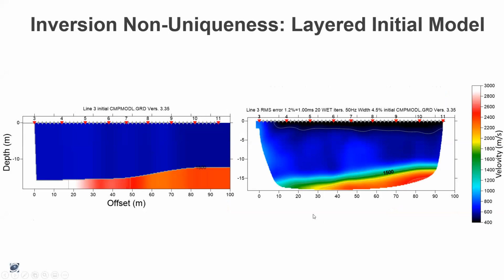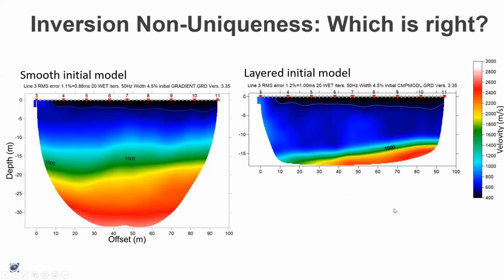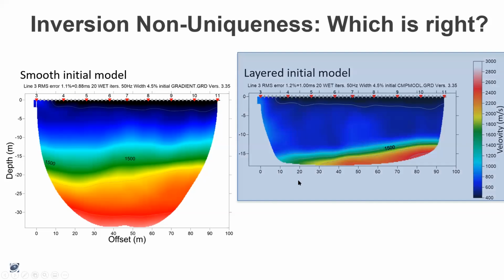Now here I used a layered initial model, the CMP model. And you can see that it resulted in a pretty rapid velocity increase at depth, so more layered velocity structure. So which is right? Given just the information that we have, you can't actually say which one is more likely to be right. But at this site, we had well information, and we knew that we had 15 or so meters of fill over top of claystone bedrock. This looks a lot more like 15 meters of fill over top of claystone bedrock. So this is the model that we presented to our client.